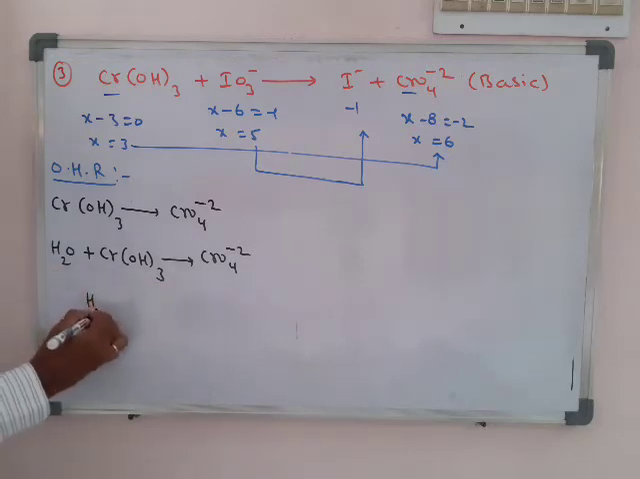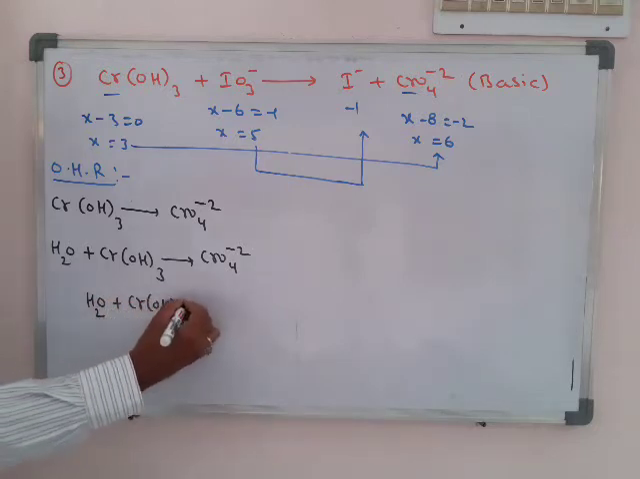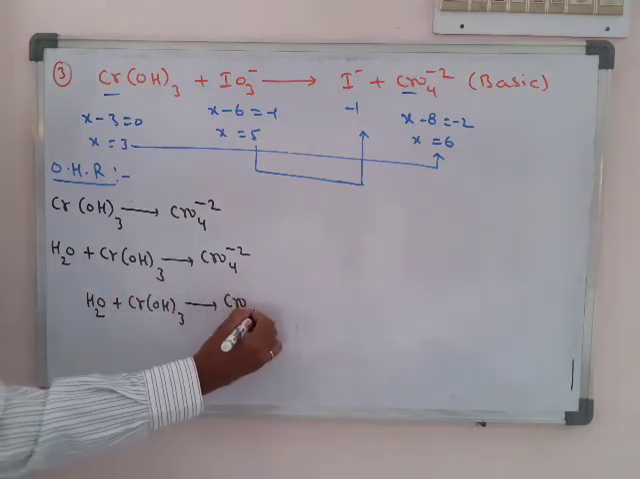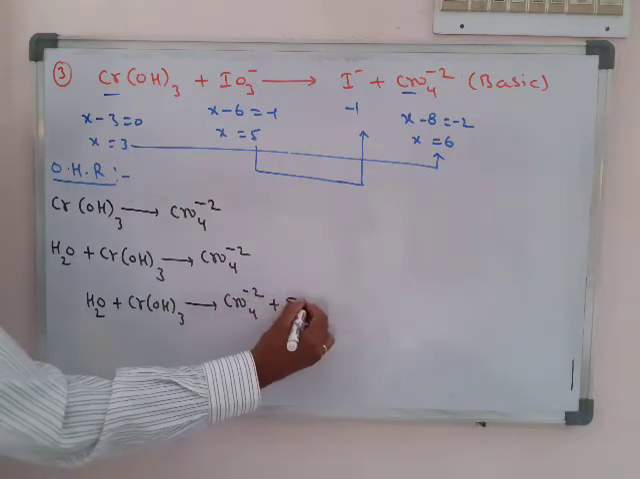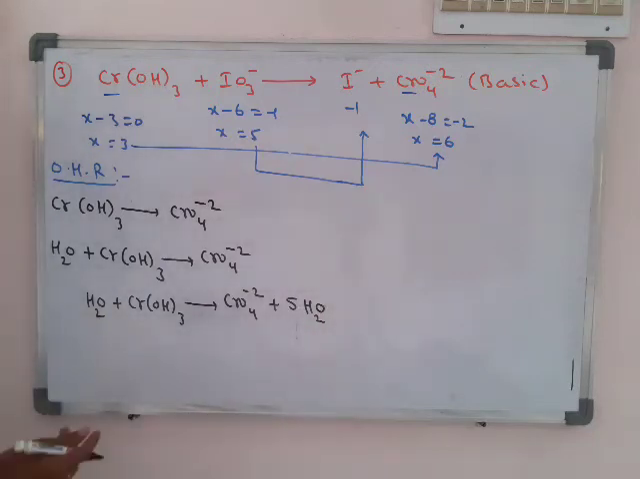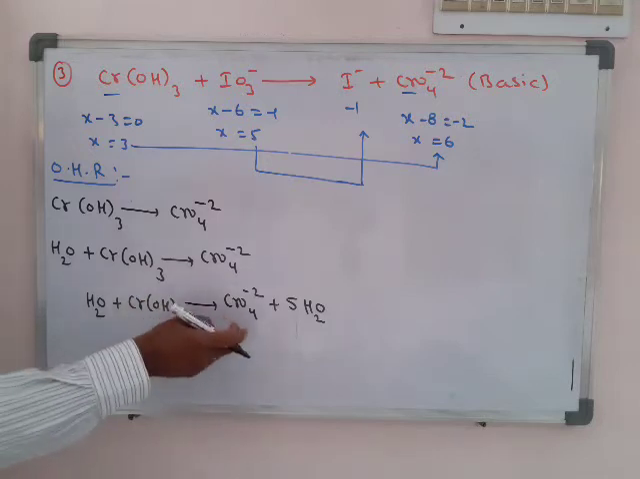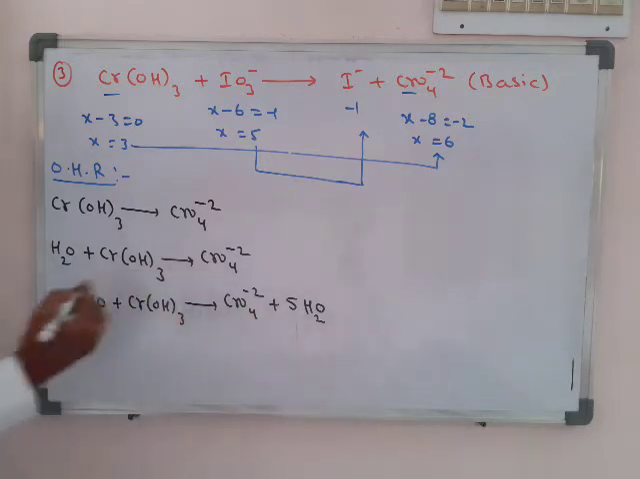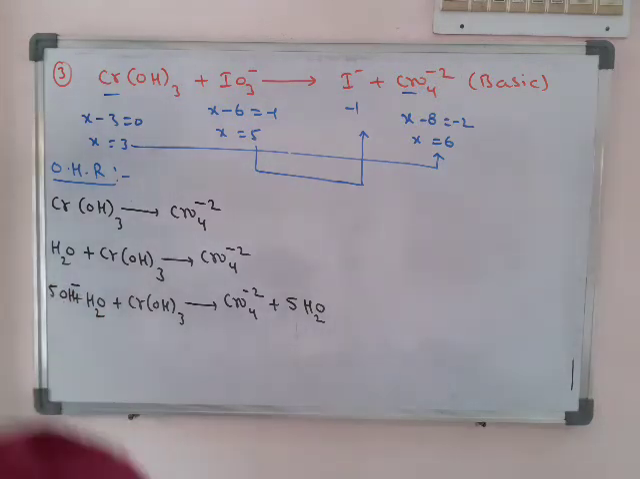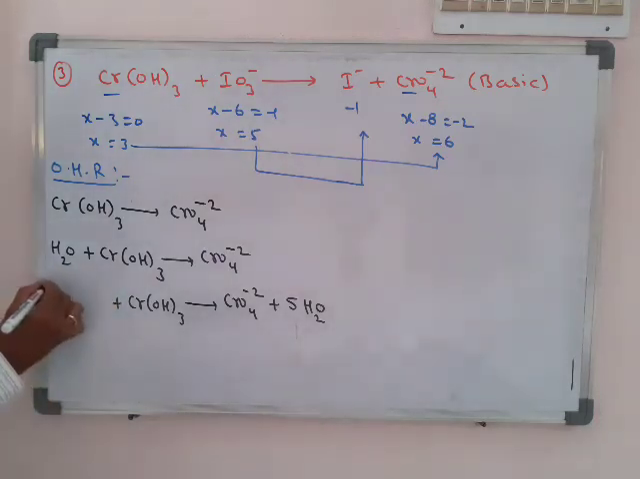So 5 hydrogens, and what is the rule in basic medium? Where the hydrogens are less, add that number of H2Os. Here there are no hydrogens, so zero hydrogens, 5 less on the right side. So adding 5 H2Os. Again, what is the rule? On the opposite direction, add the same number of OH minus ions. Here 5 H2Os, so 5 OH minus are needed. Okay.